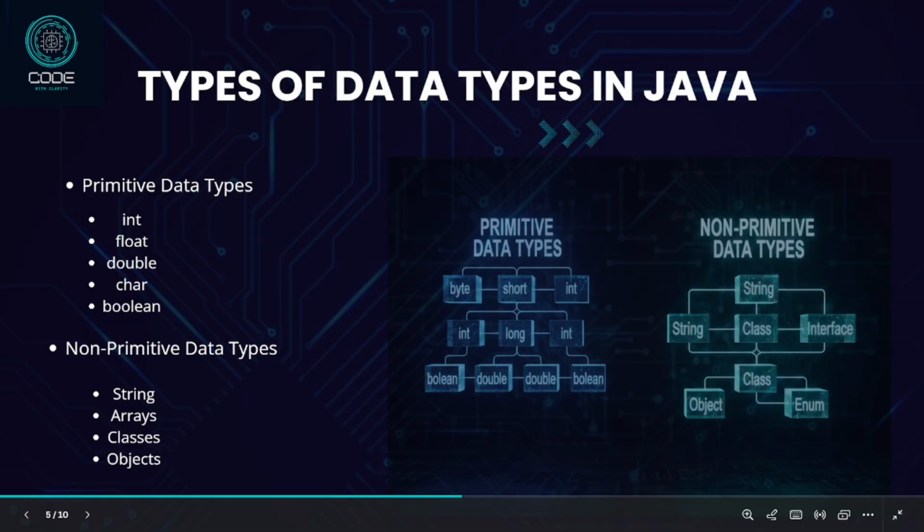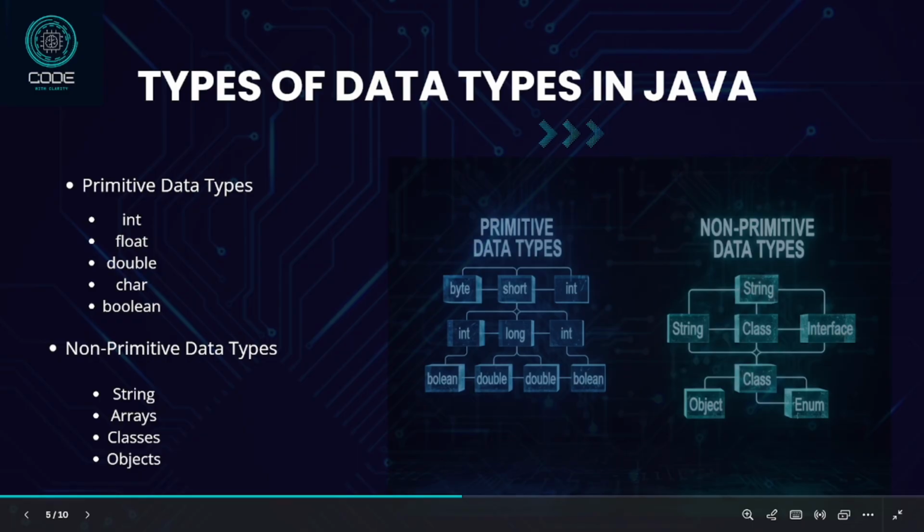Now let's understand the second category of data types in Java. These are called non-primitive data types. Unlike primitive, non-primitive data types do not store simple values directly. Instead, they store references to more complex data. Like int is equal to 25, they do not store the value, they store a reference value. For example, string, arrays, classes, objects are non-primitive.